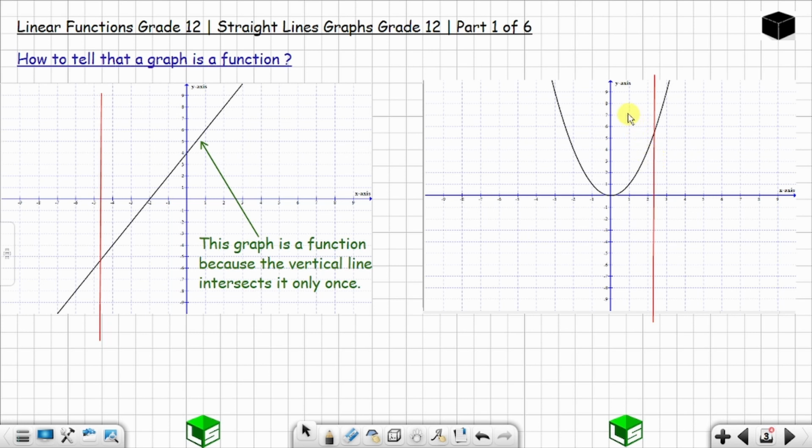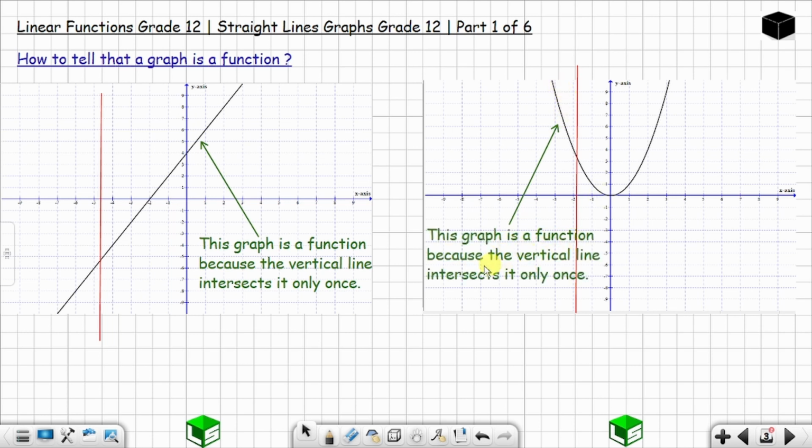Okay, you can take it and put it anywhere, right? It will only cut the graph once. Anywhere you put it, it will cut the graph only once. So since it's cutting the graph only once, this is a function, right? So you can say it is a function because the vertical line intersects it only once. You can see the vertical line is intersecting it only once at that point. Okay, so this graph is a function because the vertical line intersects it only once.